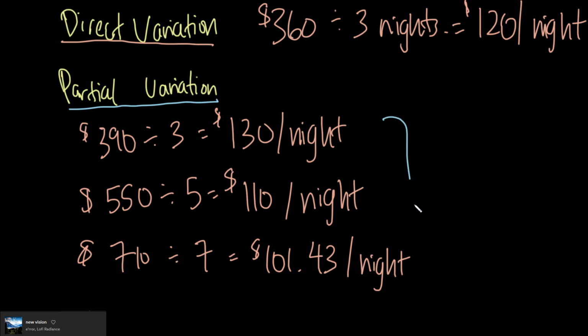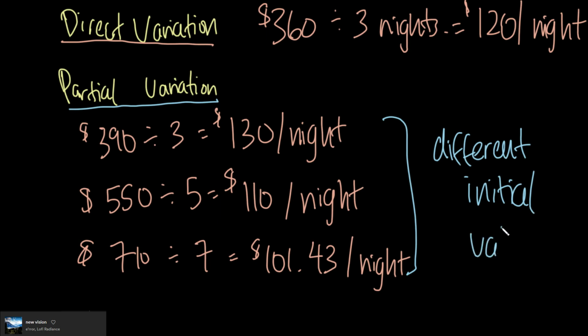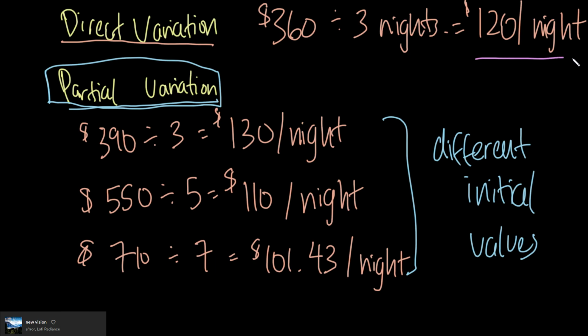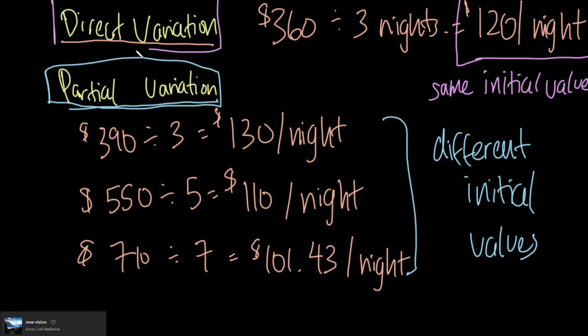And this is our justification. We can say here we have different initial values. This is for vacation apartments, so therefore it's partial variation. And then for holiday apartments, it's only one initial value. So this is the same initial value, which means it is a direct variation.